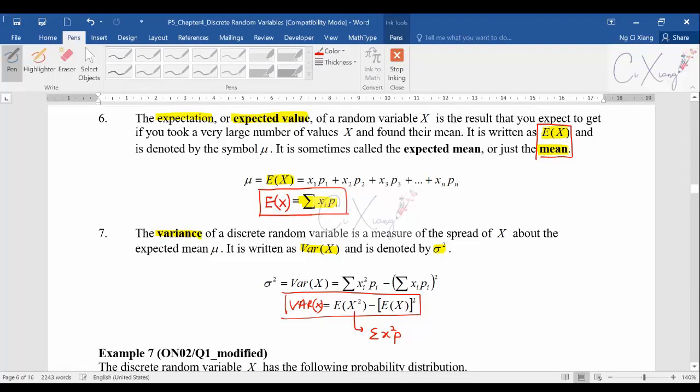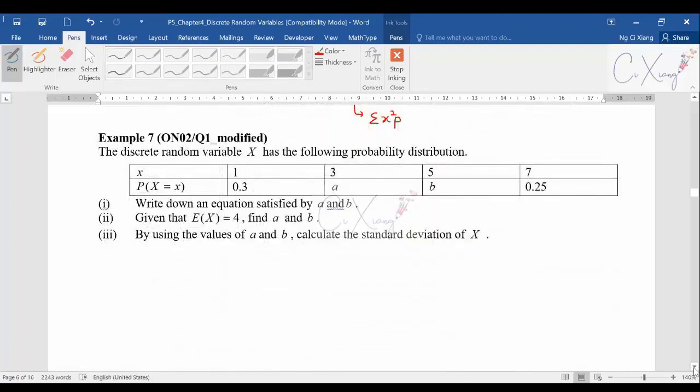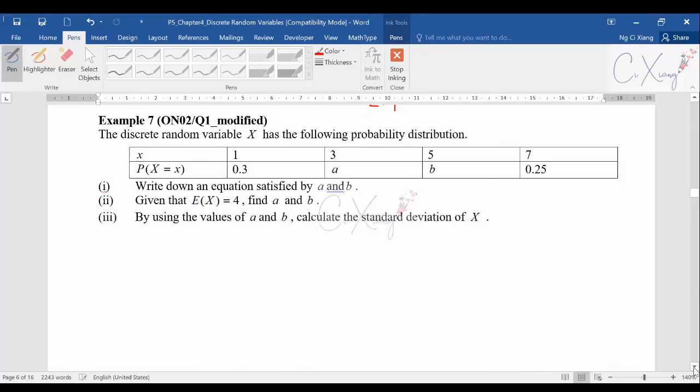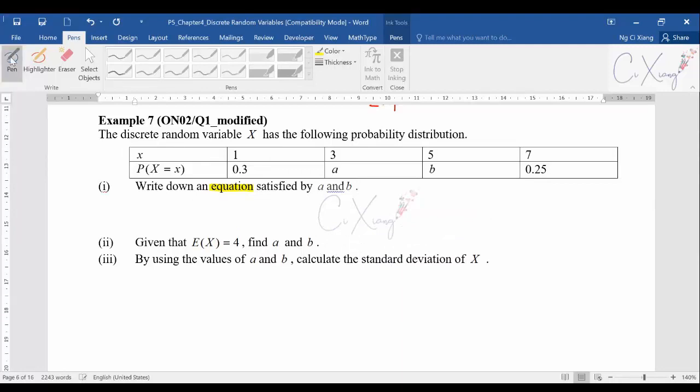So we can see a few examples here. Have a look at example 7. Again, this is a very easy example. First, they want you to write down an equation satisfied by A and B. Generally, they already give you the probability distribution table. So how do we write down the equation satisfied by A and B?